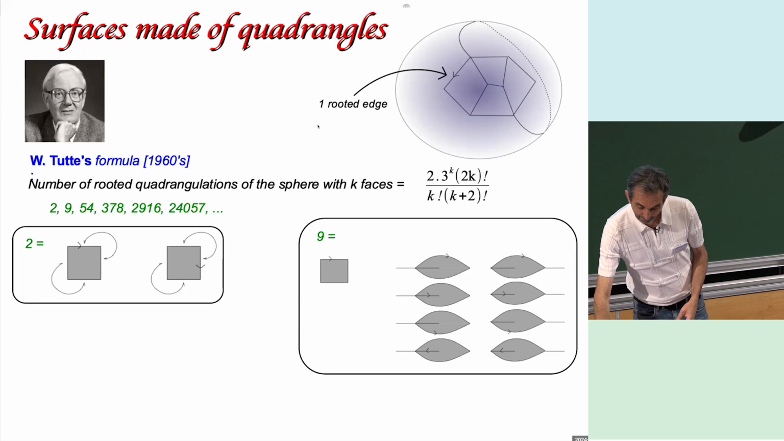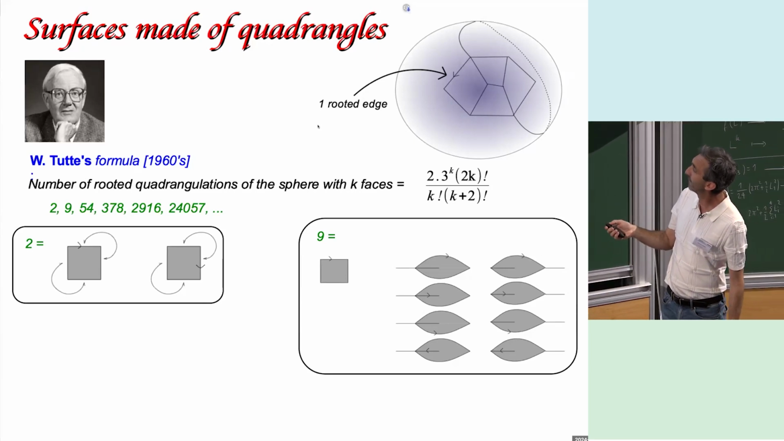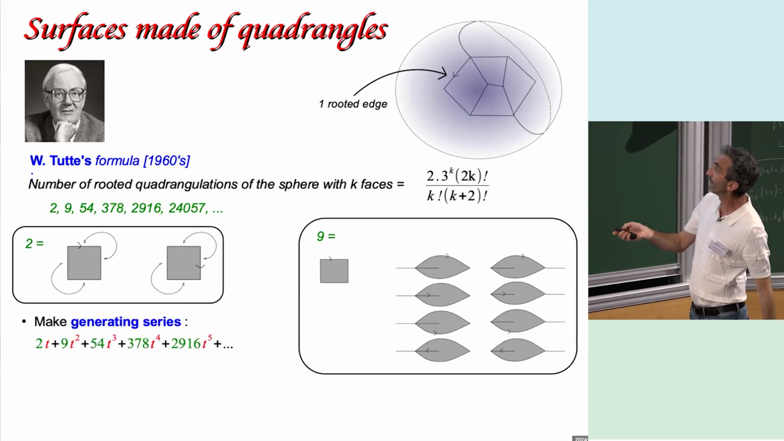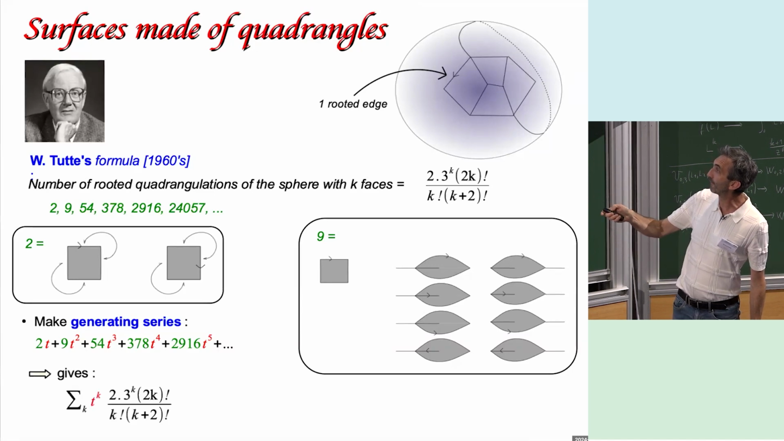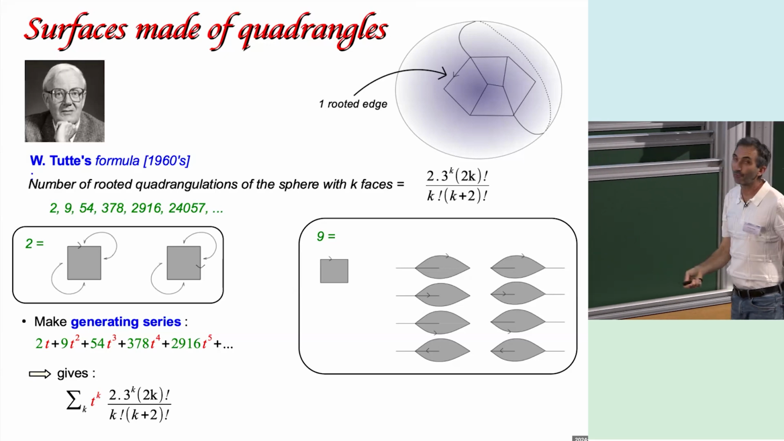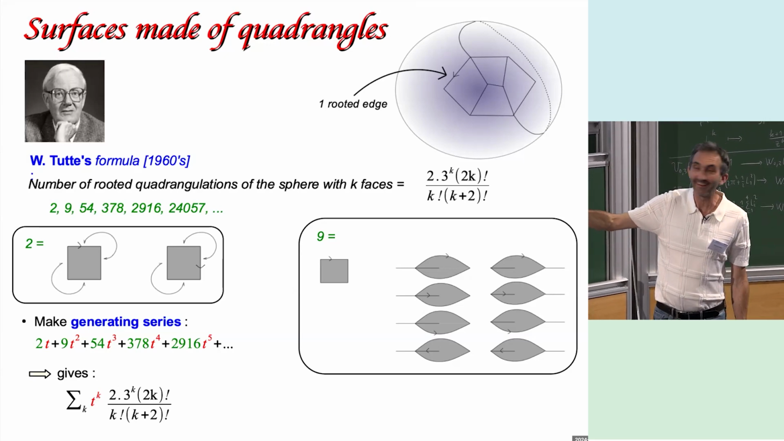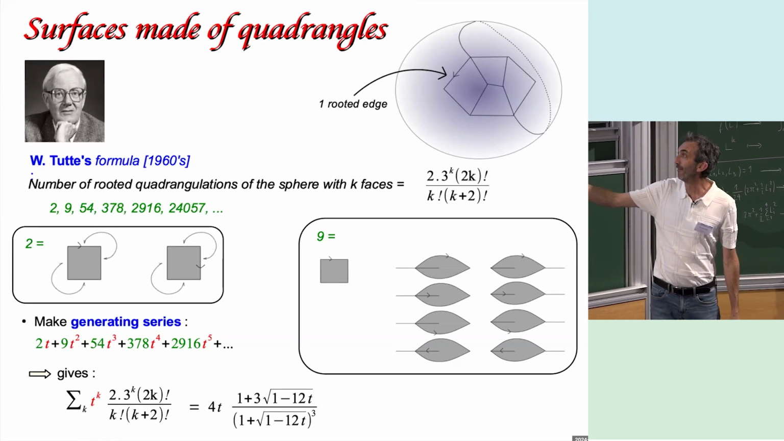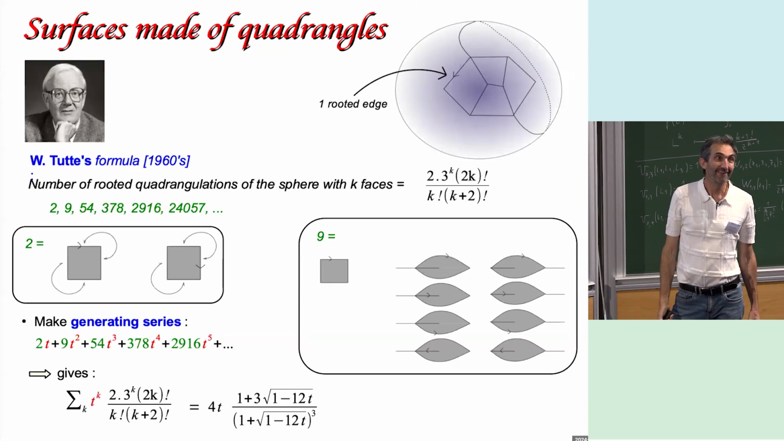Now let's make a generating series. Let's put all these numbers together to form a generating series. Can you read this series? Maybe you recognize it at once. It's the Taylor expansion of a certain function which involves the square root of 1 minus 12t.